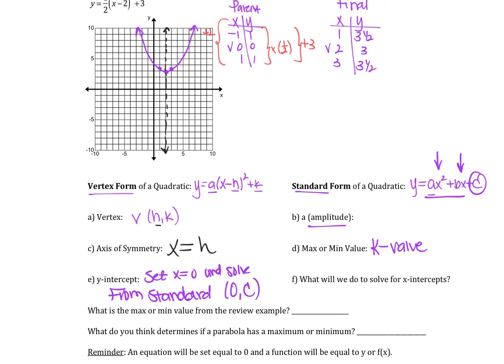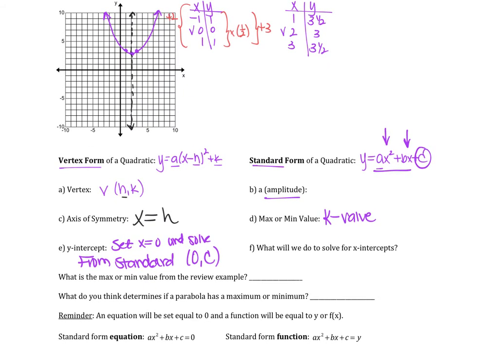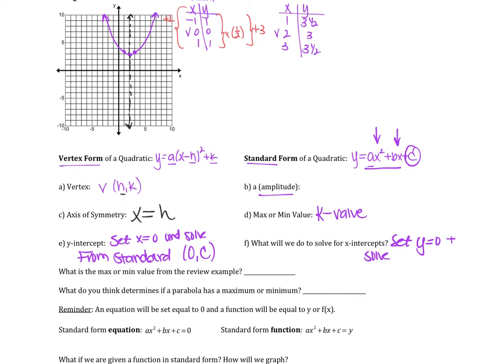And then to solve for the x-intercepts, we set y equal to 0 and solve. So that's what we just finished up. So we'll either solve by factoring, square roots, quadratic formula, or completing the square.